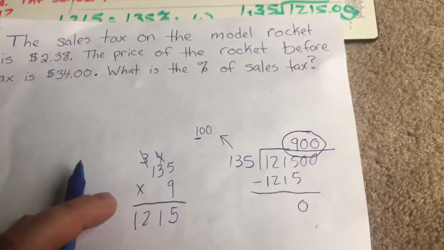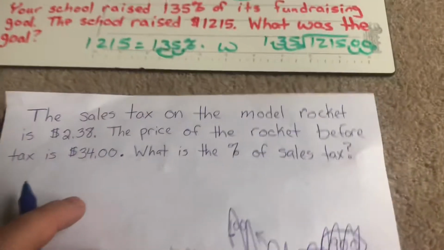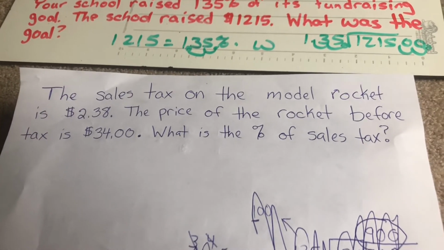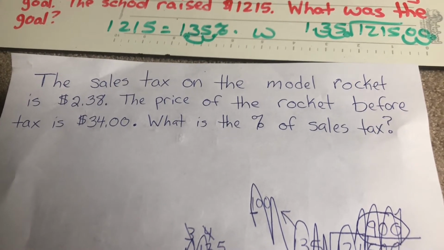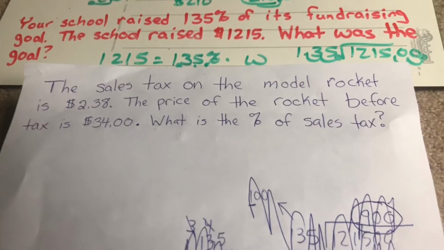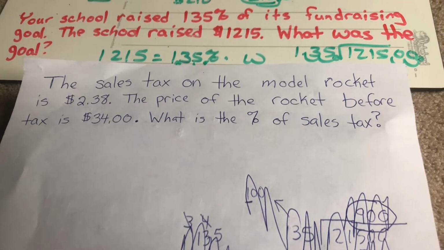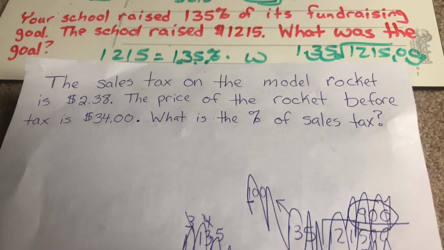All right, our last problem now. We're going to do some more scratch work, but let me scratch this off so we don't get this confused with our last problem for lesson 6.3. The sales tax on the model rocket is $2.38. The price of the rocket before tax is $34. What is the percent of sales tax?